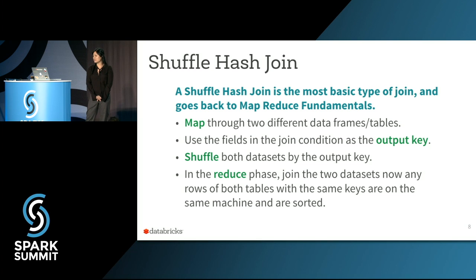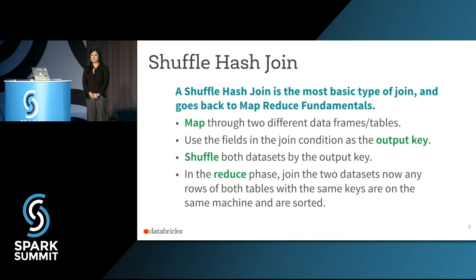So shuffle hash join is the most basic type of join, and it just goes straight back to MapReduce fundamentals. If you understand what a cluster is doing, of how it does MapReduce, you understand how a shuffle hash join works. The first thing in order to do a shuffle hash join is the Spark cluster is going to map through both of the tables, just read in the data file formats for each one of those, and then it's going to create an output key. And the output key is the field that you're joining on for both of those tables.